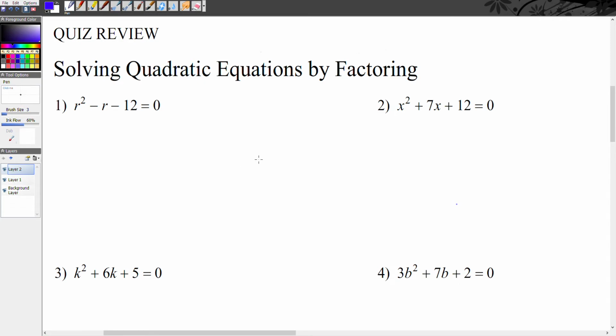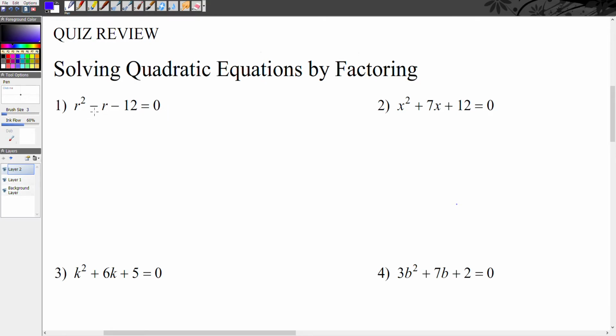All right, so let's go ahead and take a look at this quiz review for solving quadratic equations by factoring. I'm going to work these out in case you had trouble with any of these. You can see how to get the correct answer. So first one, number one, we have r squared minus r minus 12 equals 0.